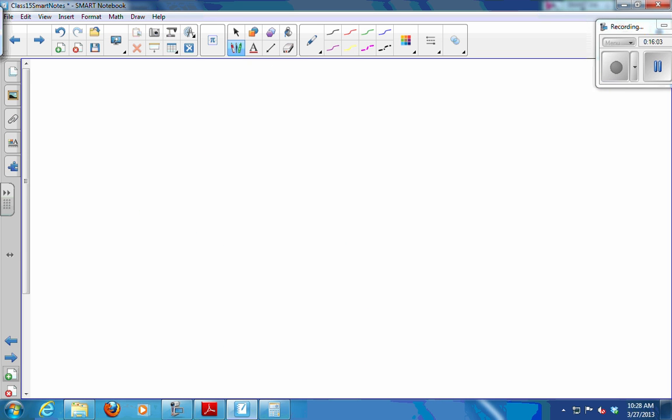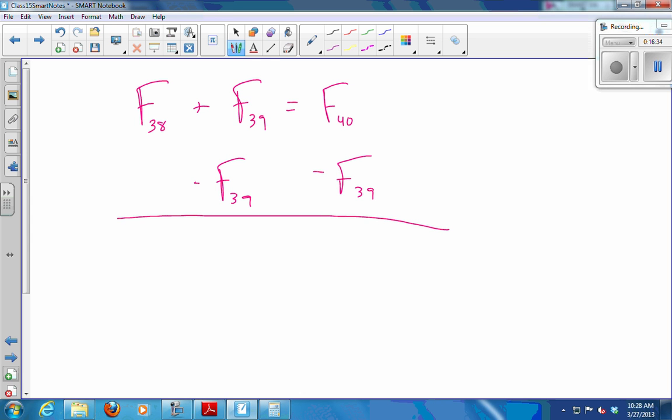So f sub 38 plus f sub 39 will give me what? F sub 40. Any two numbers in the list, you add them together, you get the next number in the list, right? So we're going to do a little teeny bit of algebra here. Subtract f39 from both sides. So we get f38, because these cancel, is equal to f sub 40 minus f sub 39.